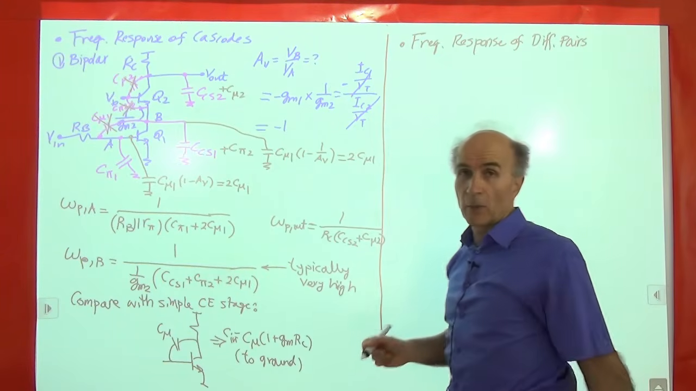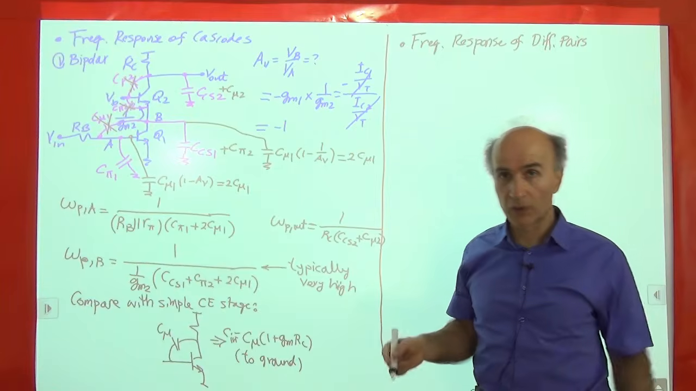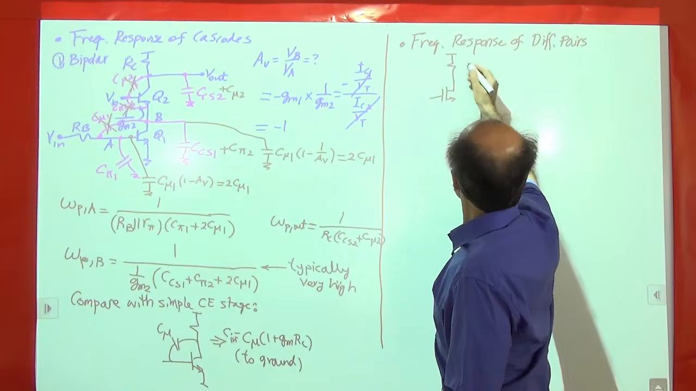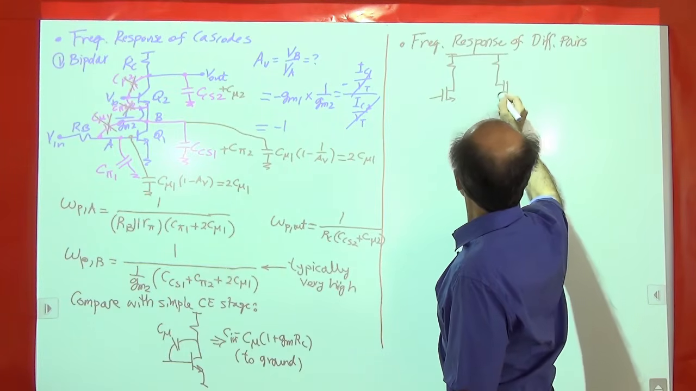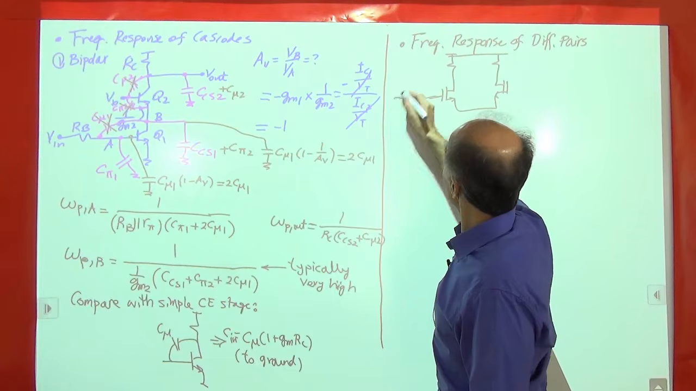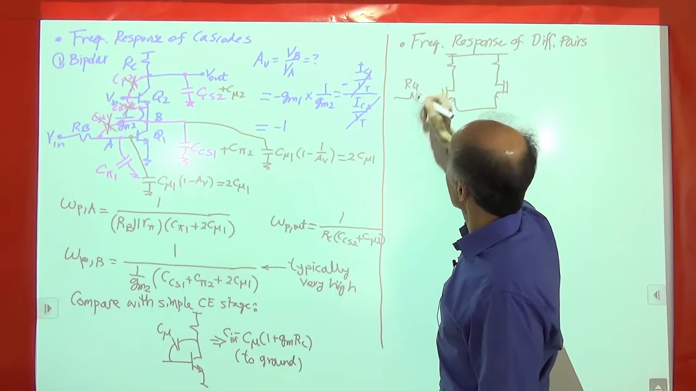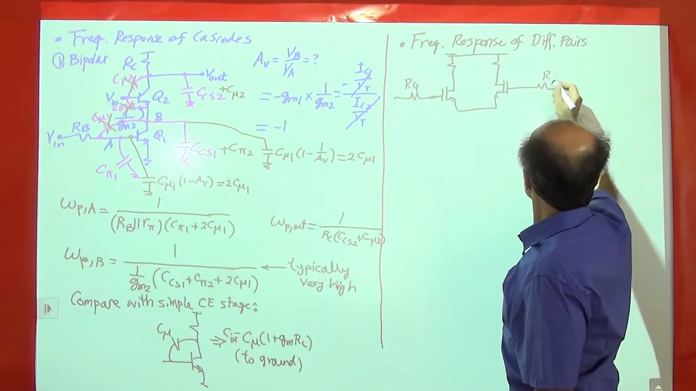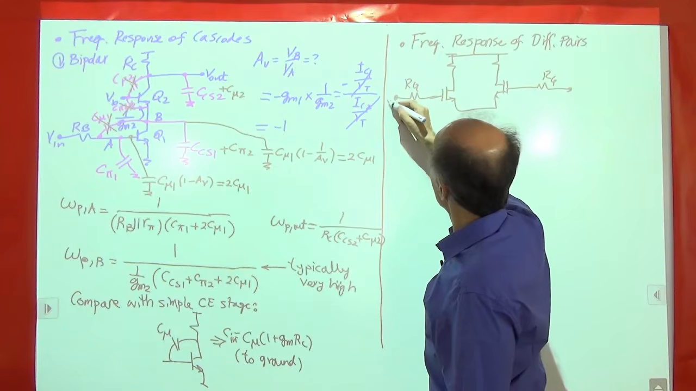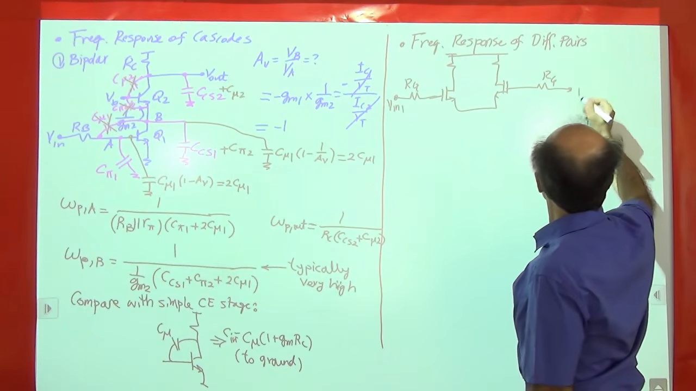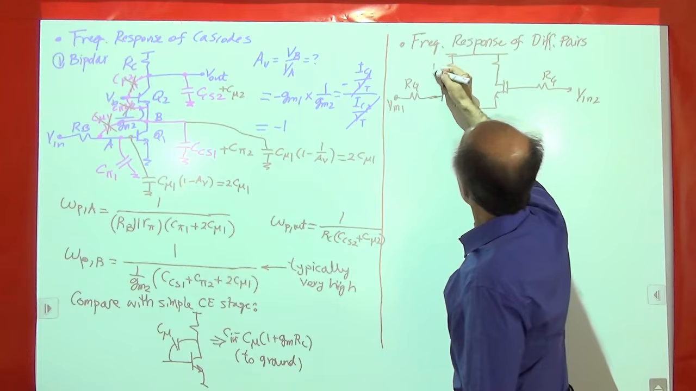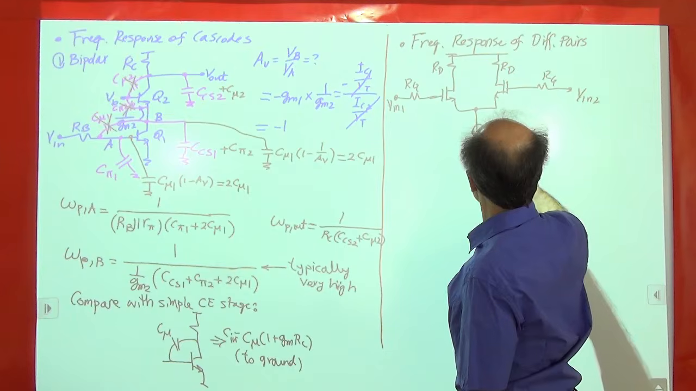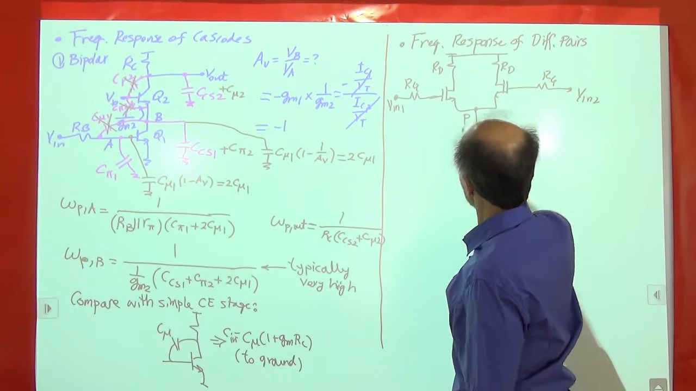So again, we can look at the MOS version or a bipolar version. It's the same story. So here's the MOS version. I'm including these resistances here again because they represent what comes before the circuit. So we have RG, V in 1, V in 2, RD, and then a tail current ISS, and a tail node P.